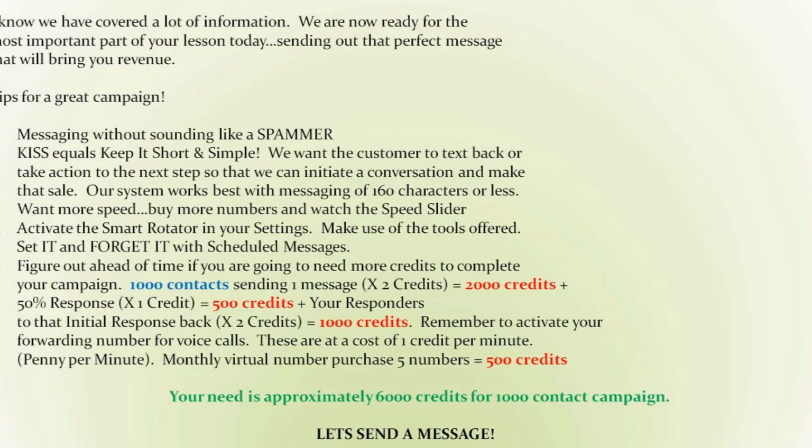Our system works best with messaging of 160 characters or less. Want more speed? Buy more numbers and watch the speed slider. That will indicate how fast you can run your campaign. If you have one number, then you will more than likely be able to send 50 messages per hour with that one number. Speed will be multiplied by how many numbers times 50 per hour. So in other words, if you have 10 numbers, you will be able to send 500 messages per hour.